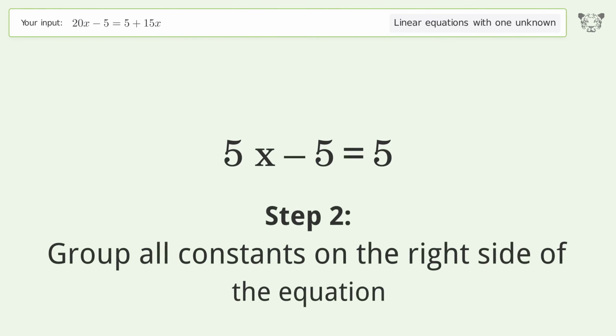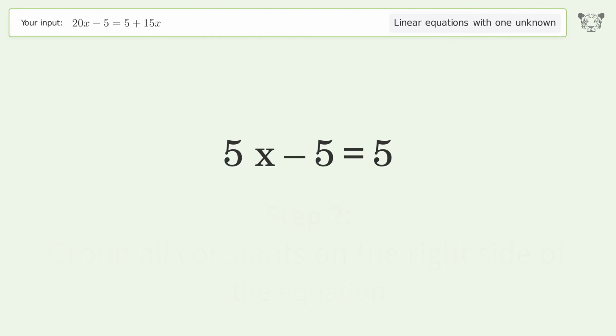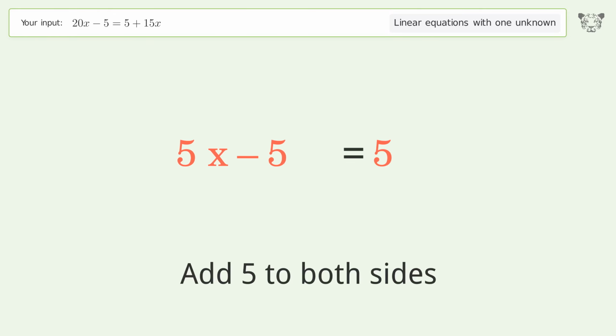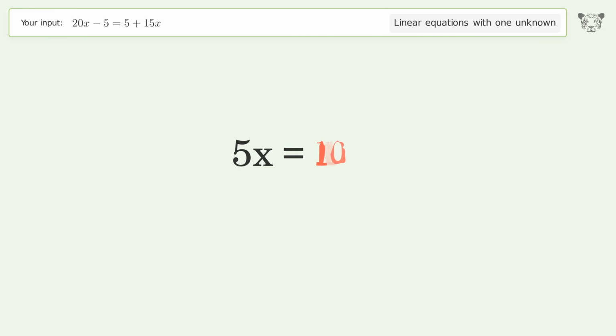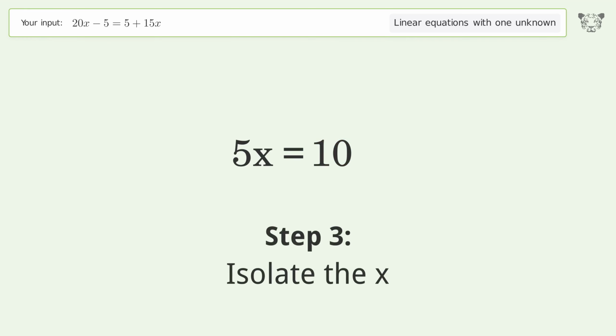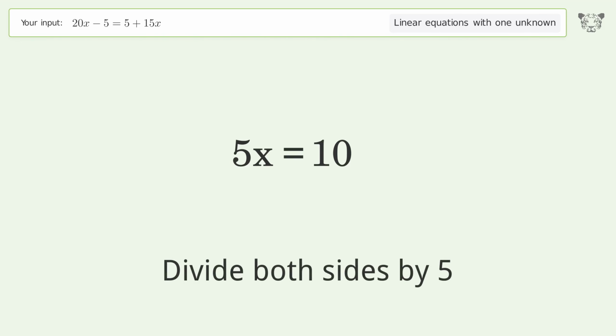Group all constants on the right side of the equation. Add 5 to both sides. Simplify the arithmetic. Isolate the x. Divide both sides by 5.